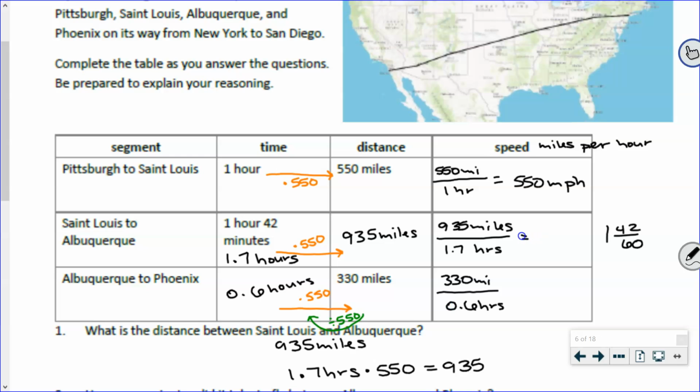All right, you've got some things to type into your calculator now. What is 935 divided by 1.7? What's the miles per hour here? What's 330 divided by 0.6? What's the miles per hour here? Give you a few seconds to type those in. Check in with your group. Make sure that all of you are on the same page doing these calculations correctly. So hands down because we're checking in with our groups. We'll come back together in about 30 seconds once you've had a chance to calculate these.